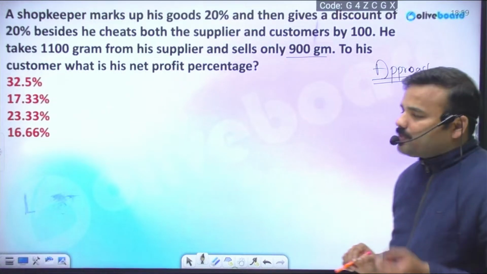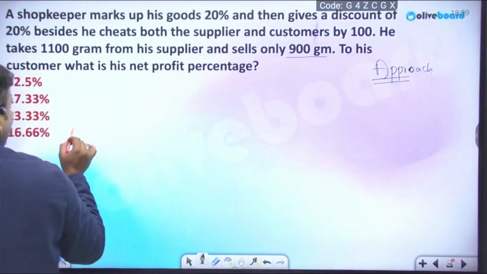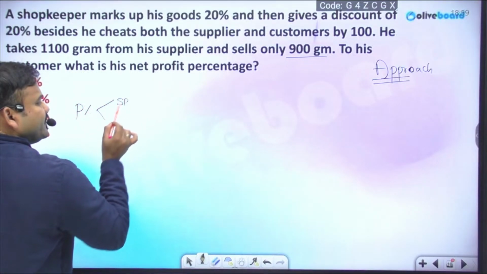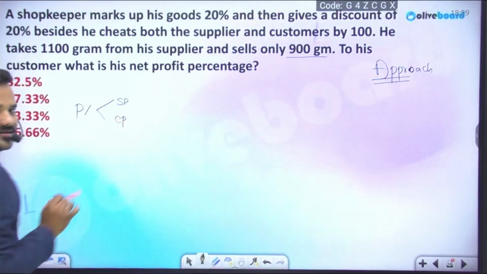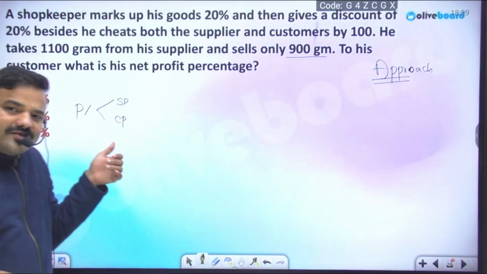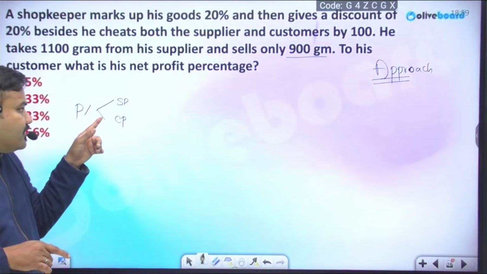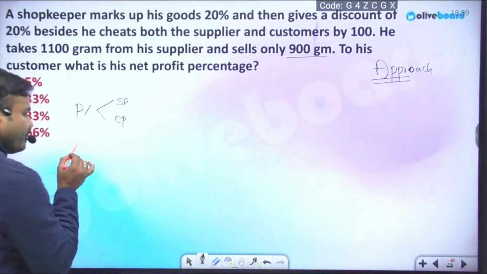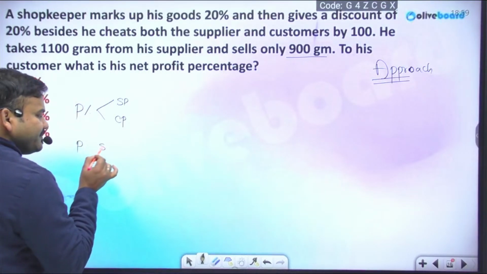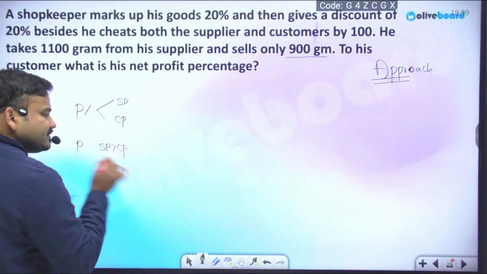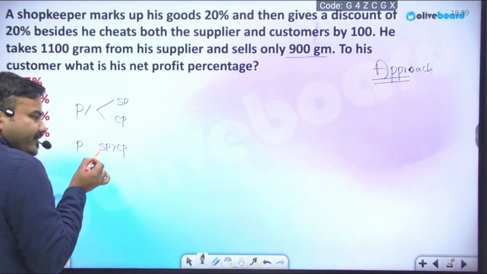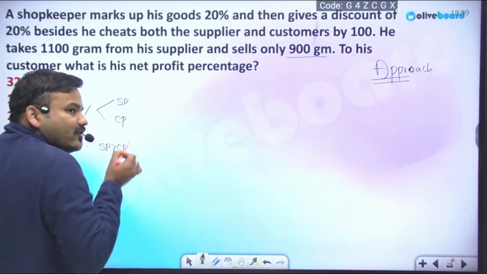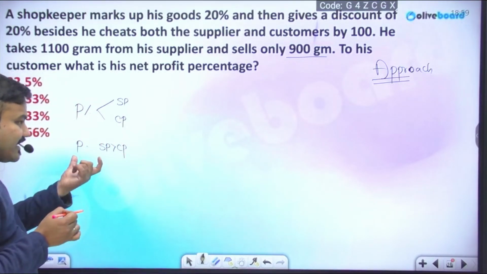So his net profit percent will be, okay, how to calculate the profit percent? You will be able to calculate the profit percent the moment you have a comparison of CP and SP. Profit percent will always be calculated on CP. So there is a comparison between CP and SP for profit and loss. Profit is the difference of SP and CP. And in case of profit, the value of selling price should always exceed the value of cost price.